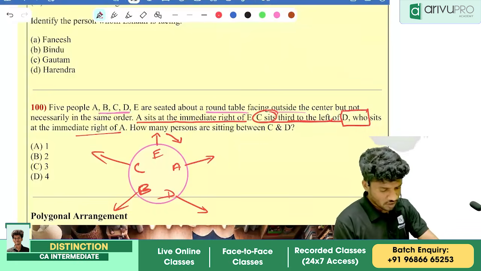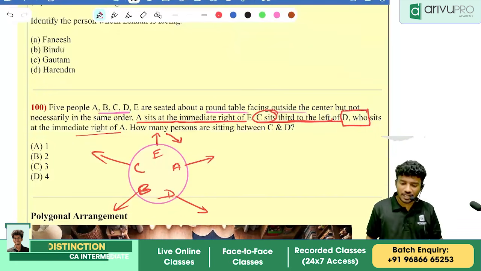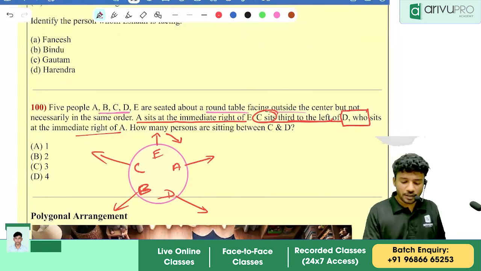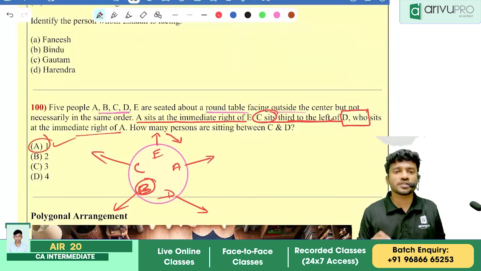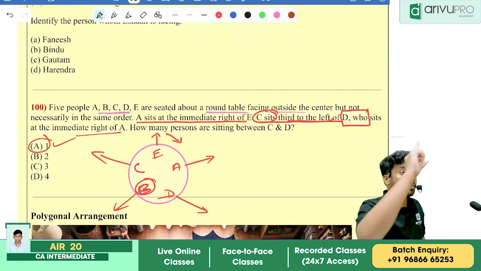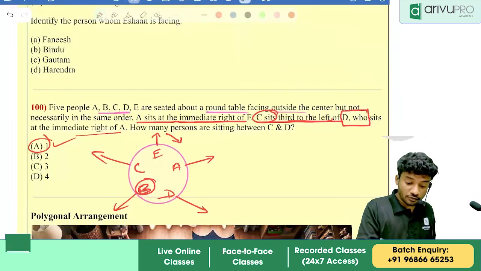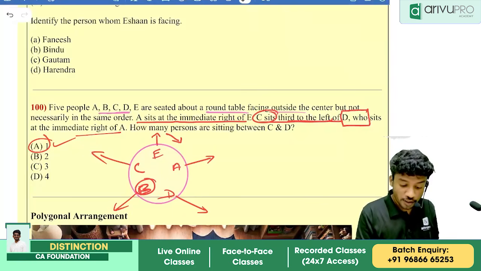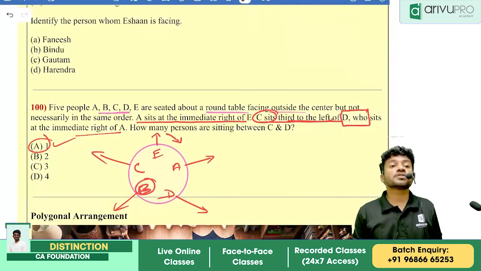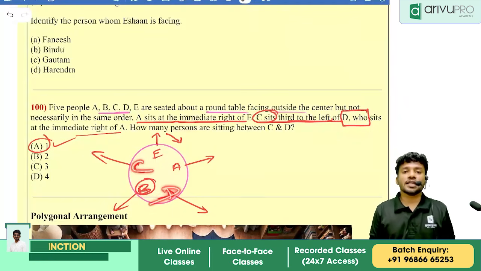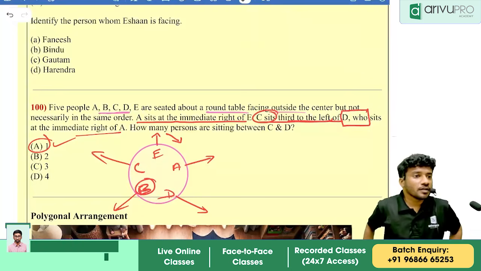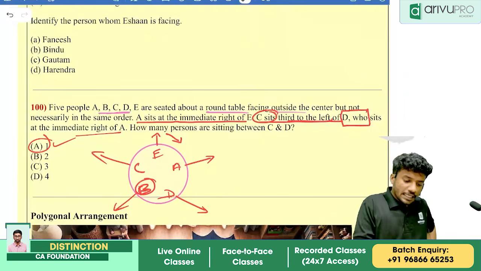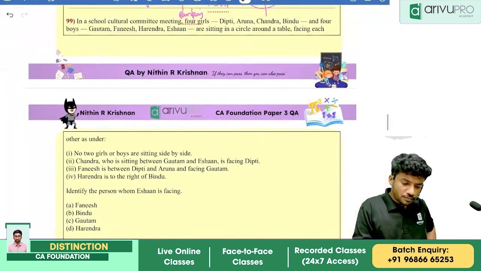Now the question is, how many people are sitting between C and D? One person is sitting. Never take the bigger number. Always take the smaller number. If you think from the other side, 2 people are sitting. That is not the answer. The answer is the smaller number. Only 1 person is sitting between C and D. Got it? Done? Next one. Have a look over here.